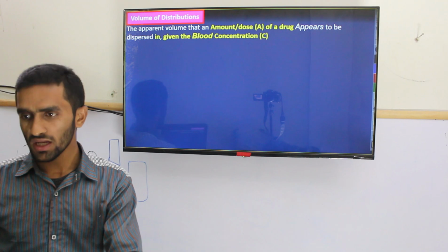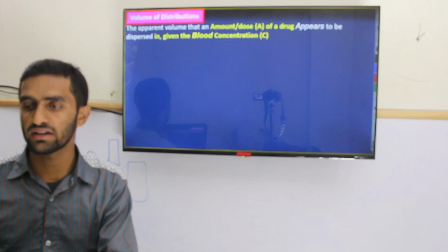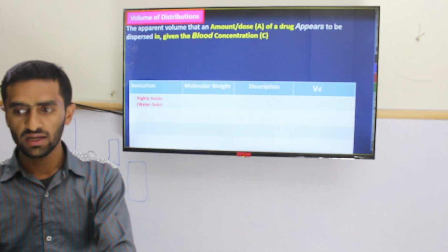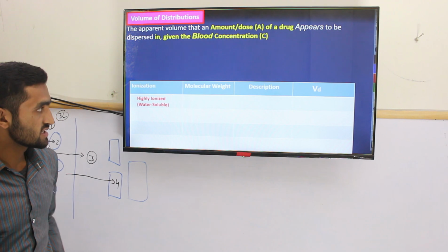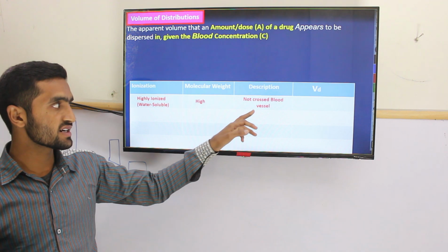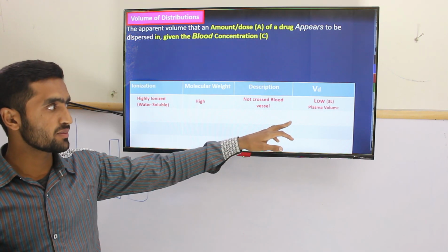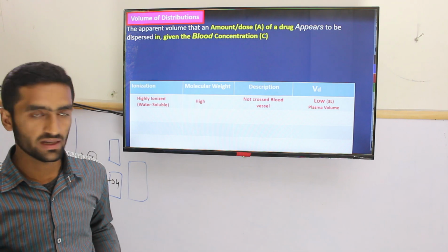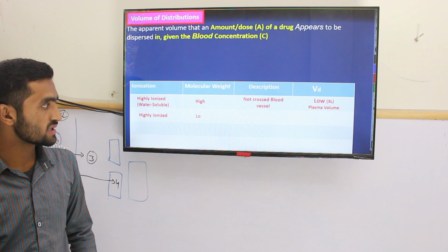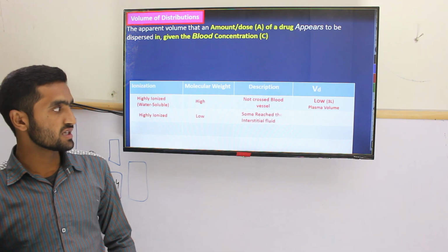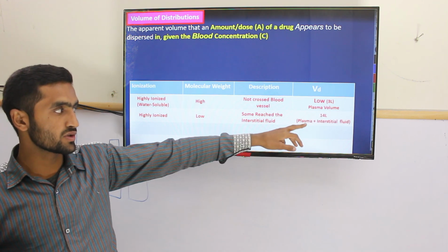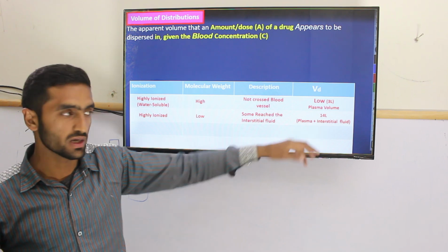So that's why, according to this distribution, the volume of distribution is different for different drugs. Let's see the example. If a drug is highly ionized, water soluble, and high molecular weight, it cannot cross a blood vessel, as I mentioned. So its volume of distribution is very low, only 3 liters, because it's plasma. If your drug is highly ionized but low molecular weight, some reach into the interstitial fluid. So its volume of distribution is 40 liters, plasma plus the interstitial fluid.